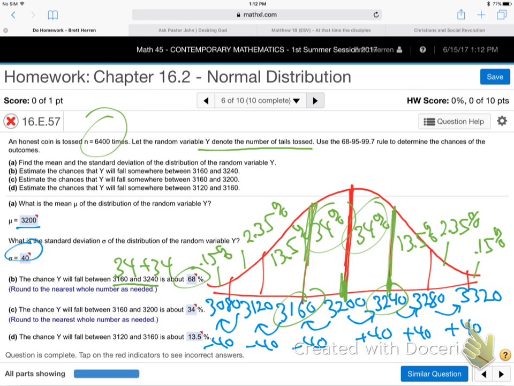Good. Next question. What's the chance it's going to be between 3,160 and 3,200? 34, straight. Final question. 3,120 and 3,160. It's just 13.5, straight. It's all easy once we have the curve.